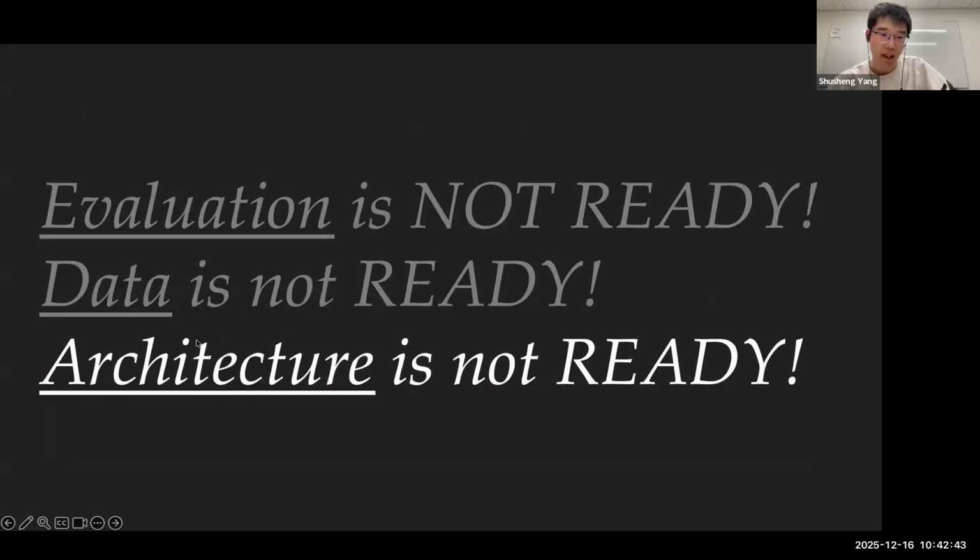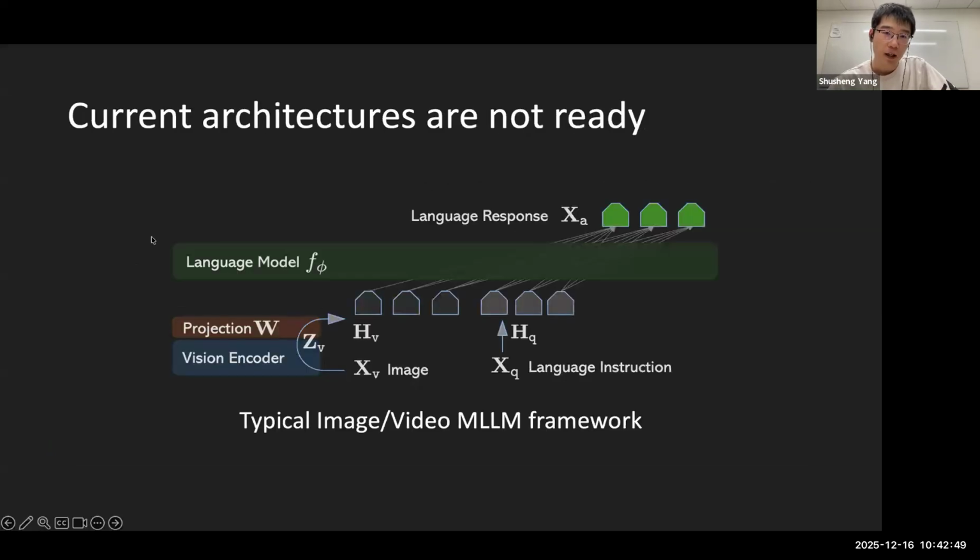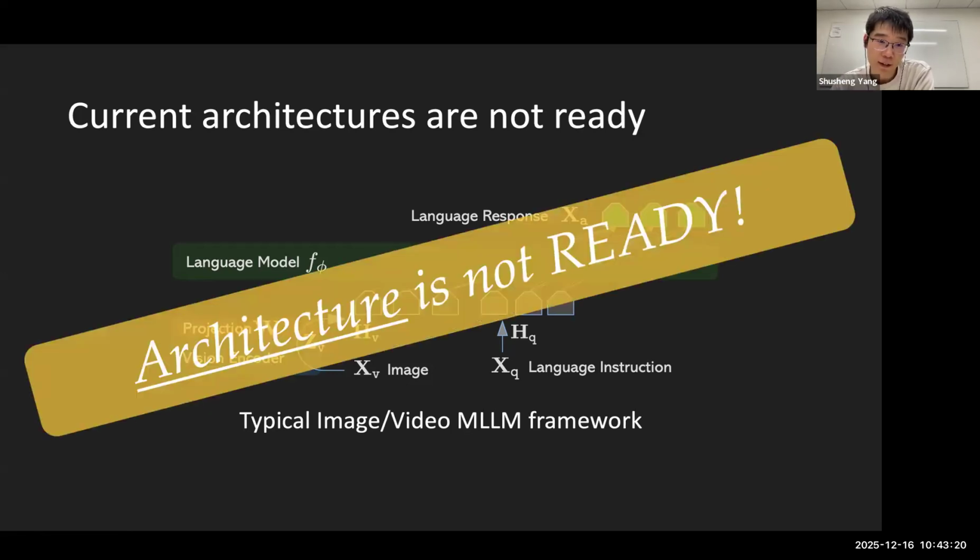So finally, let's talk about the architecture. This is a very typical image or video multimodal large language model framework. One image will be fed into the video encoder and the projector to be converted into a set of video embeddings. And then language will also be tokenized to a set of tokens. And then the language model will take all of this as inputs and generate its own language response. However, this is still not ready for supersensing.